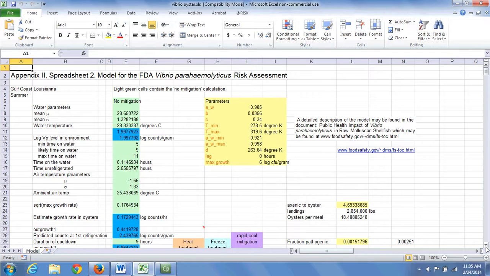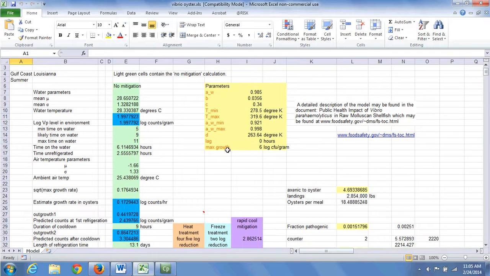Here's how the exposure assessment begins. We are right here in this cell E8, and this is giving us information about the water temperature. I'm not going to go through the model in detail because it would take too long, and no one's really interested in the particulars of this model. But we're saying the first thing I need is a water temperature, because a water temperature is a primary determinant of the amount of Vibrio that's in the oyster flesh when it's harvested.